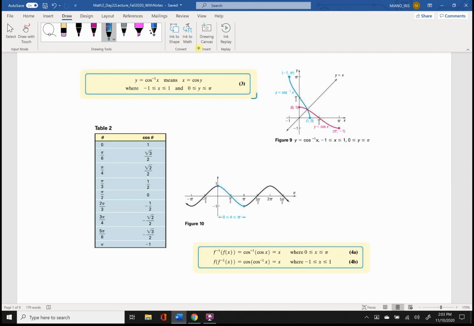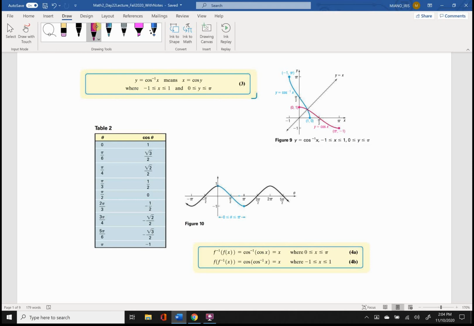And we're just taking, again, just this one chunk of the cosine function into consideration to calculate the inverse. That's all we can do. We can't take any more than that, because otherwise the inverse will violate the definition of a function. It'll fail the vertical line test, okay?